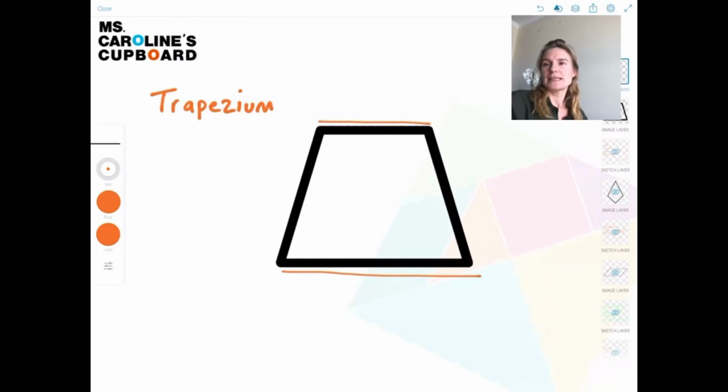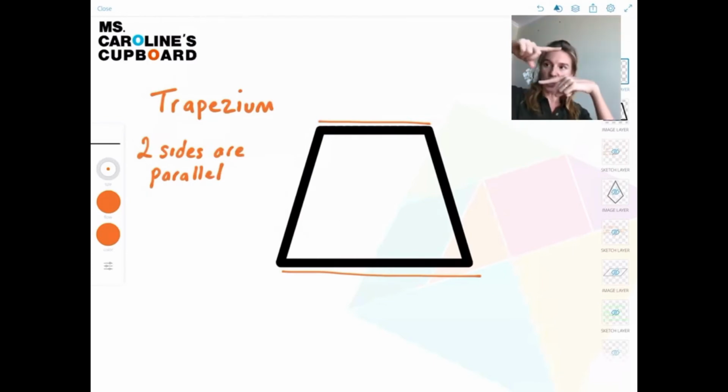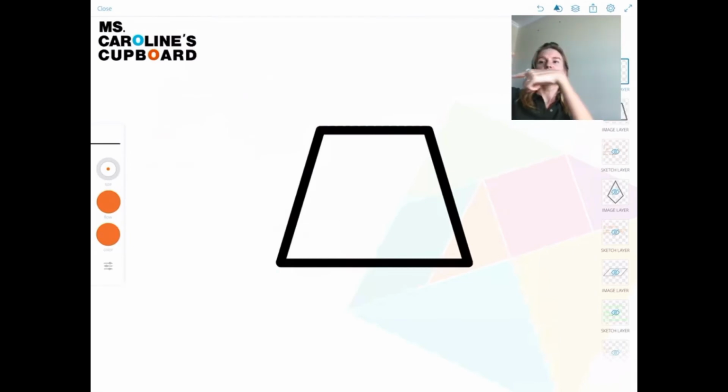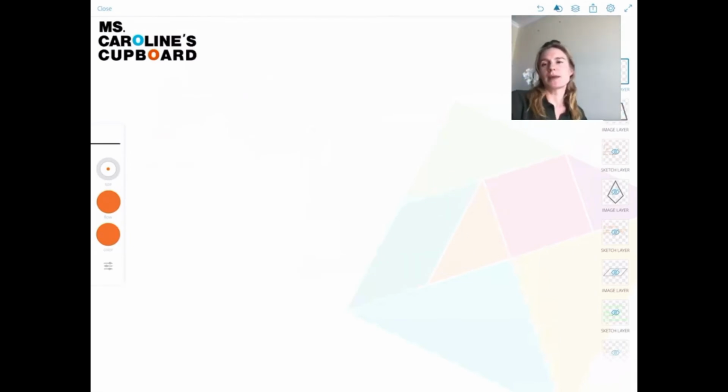Right, so trapezium. What is interesting about a trapezium? It has, what's it called when the lines are like this? They're parallel, aren't they? Like train tracks. So two of the sides are parallel to each other. Not all of them, but just two of them are parallel to each other. So you should be able to see a set of train tracks running right along that shape, and that would make it a trapezium.